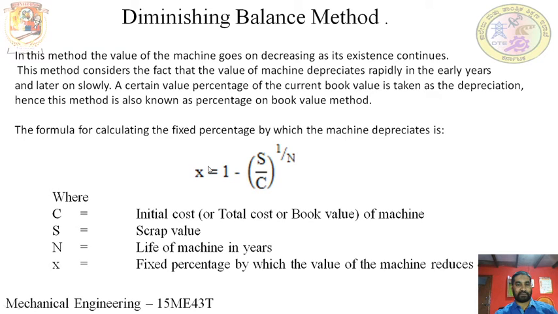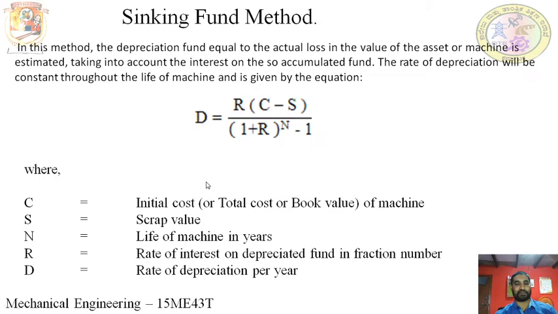So it is given by the formula for the fixed percentage: x equals 1 minus (s by c) to the power of 1 by n, where s is the scrap value, c is the initial cost of the machine, n is the life of the machine, and x is the fixed percentage.